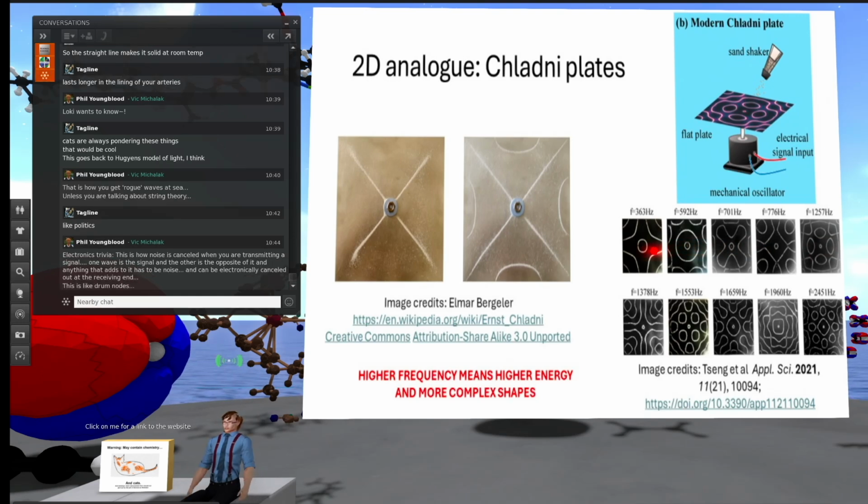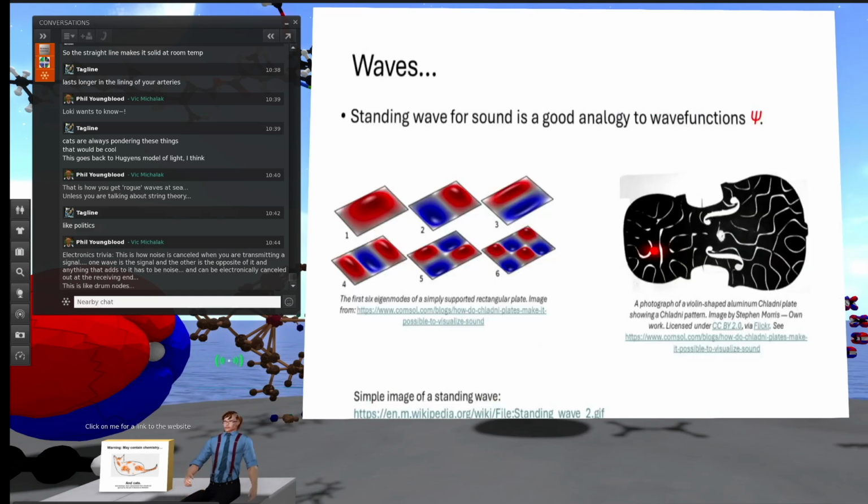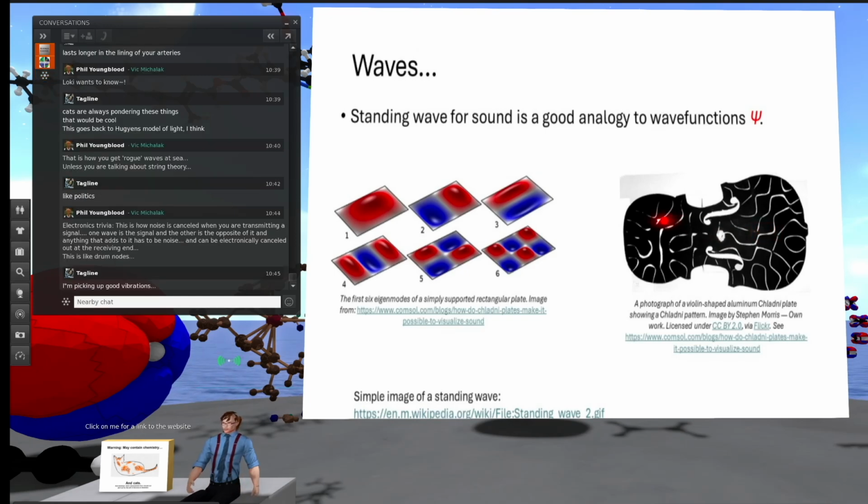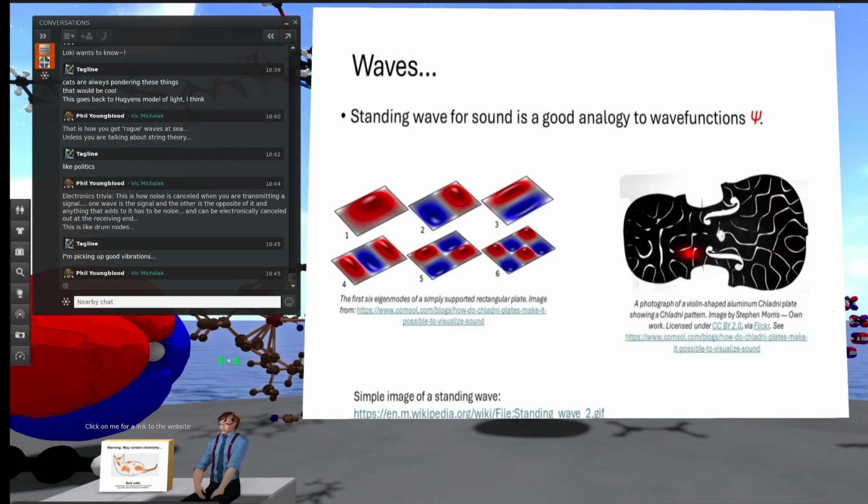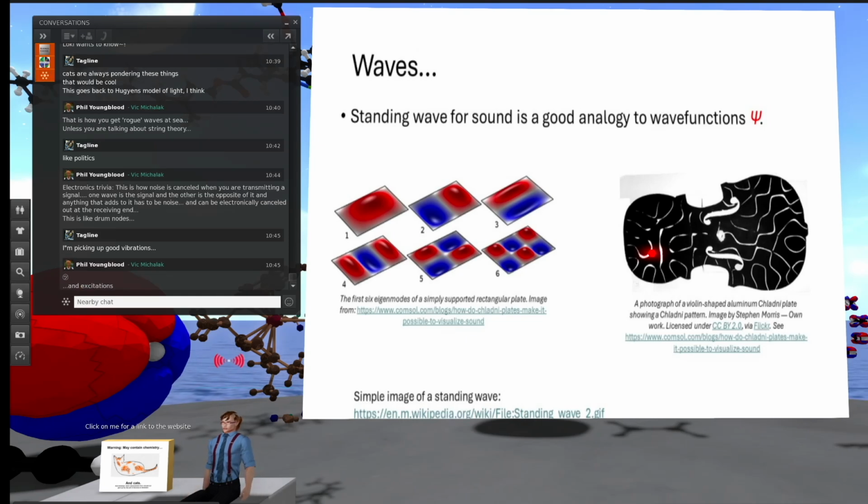So in one dimension, the waves are along a line. In two dimensions, the waves are along a plane. In three dimensions, that's what happens for the electrons. The waves are going to show up as three-dimensional. So here are some more Chladni plates. I happen to like the one with the violin. It shows how complicated the waves can be if you have a complicated medium that is supporting them.